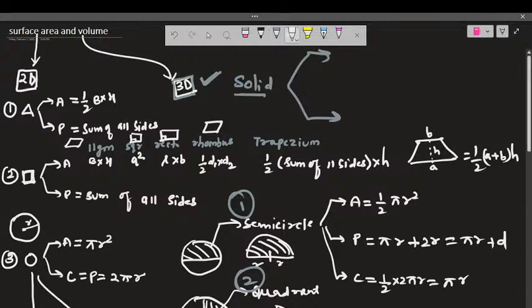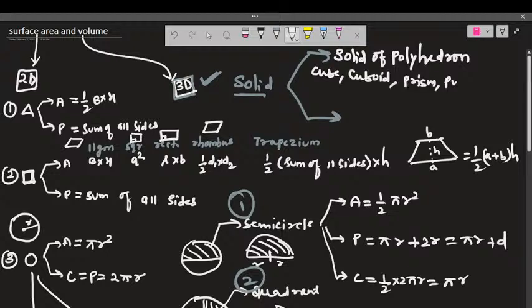One is solid of polyhedron, where we bound the surfaces, and all around, like right now the room that I'm sitting here or you are sitting there, all the walls and including your roof and floor makes the solid of polyhedron, that is maybe cube or cuboid or prism or pyramid. These are generally solid of polyhedron. Even tetrahedron is there, that is solid of polyhedron.